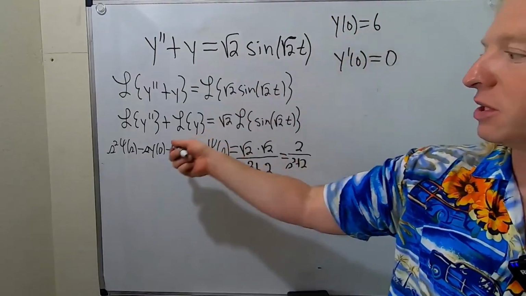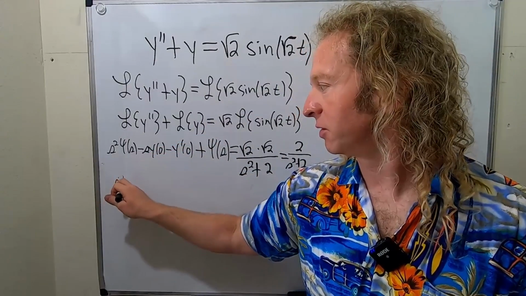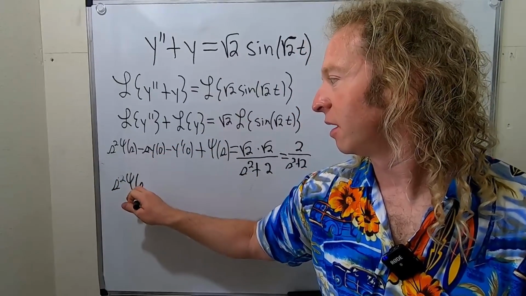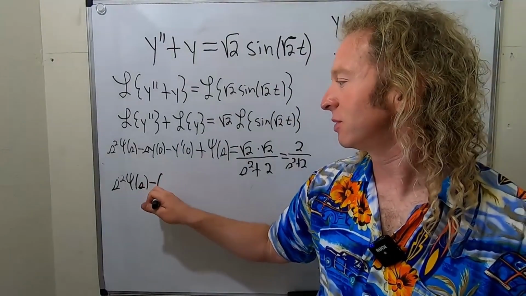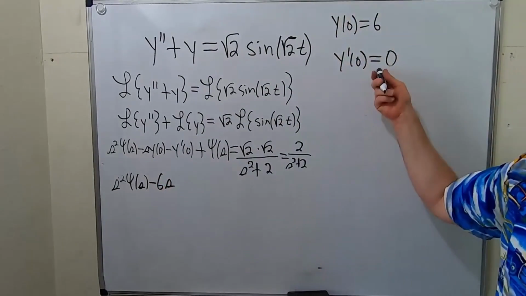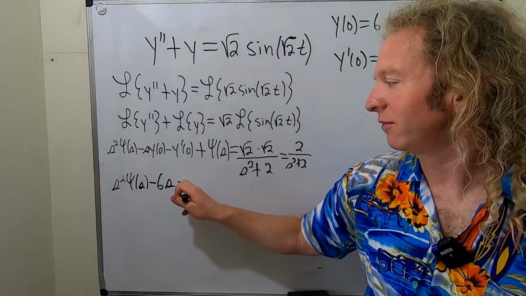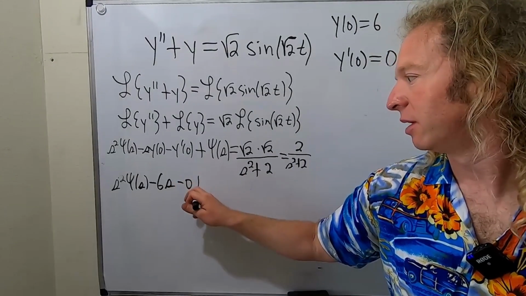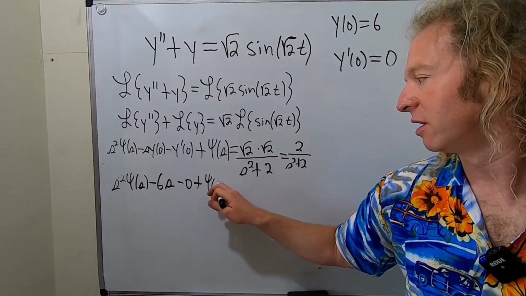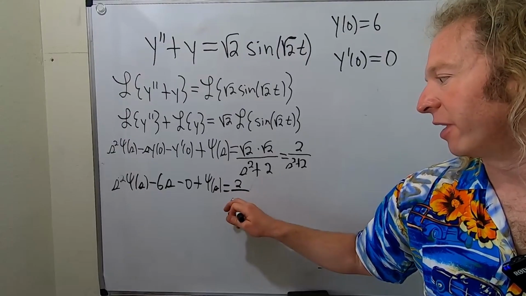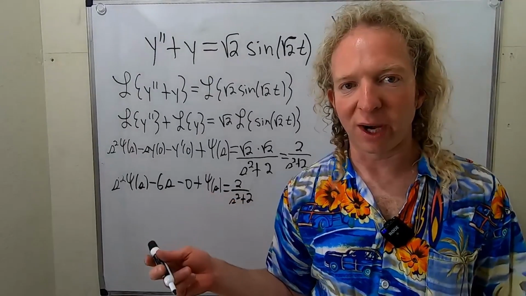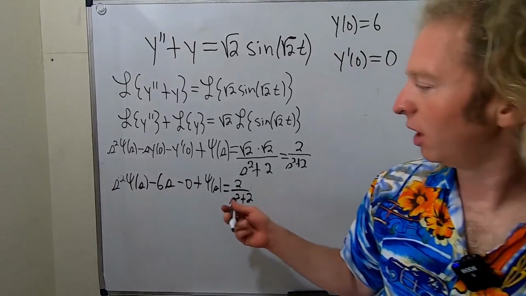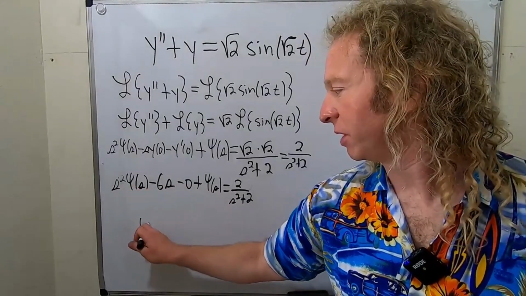So y of 0 is 6, so this is s squared Y of s, minus y of 0 is 6, so this is 6s. So 6s minus y prime of 0, which is 0. I'll write it, even though it's 0, just for completeness, plus our Y of s, and that's equal to 2 over s squared plus 2. So now what you do is you solve for Y. Okay, so we can factor out a Y of s here.